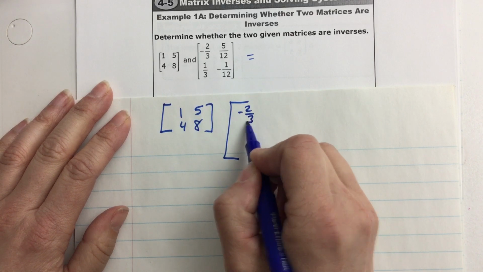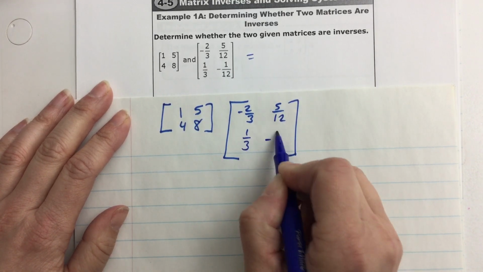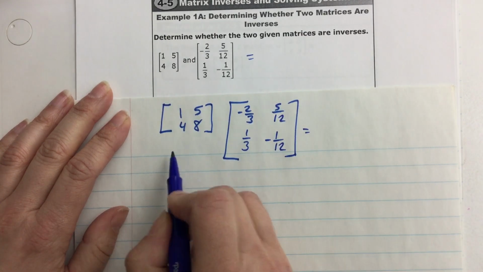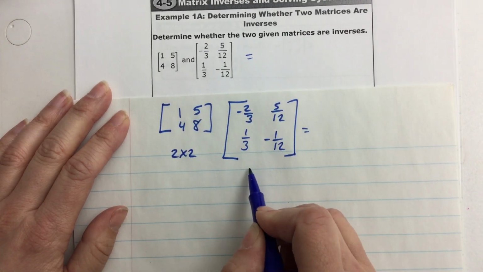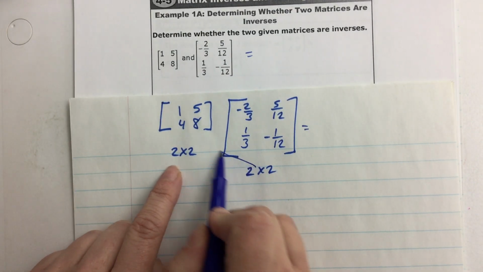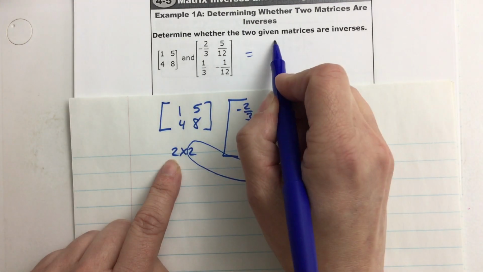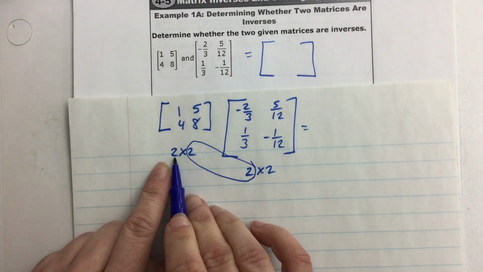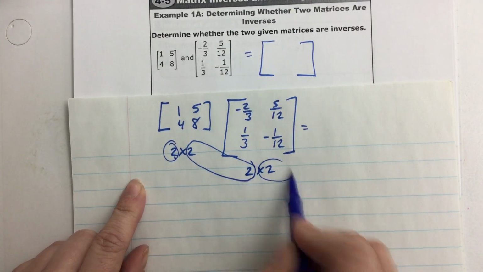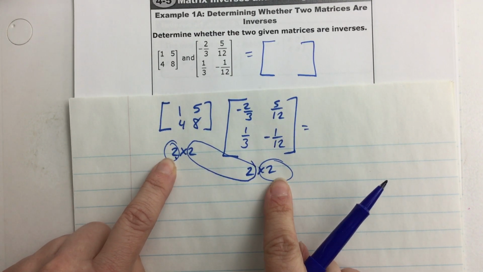So -2/3, 5/12, 1/3, and -1/12. Okay, this is a 2 by 2. This is a 2 by 2. In order to multiply matrices, your two middle values have to match. They're both 2s. Your solution is going to be also a 2 by 2 because you find the dimensions by what you have left, the first number and the last number, okay?